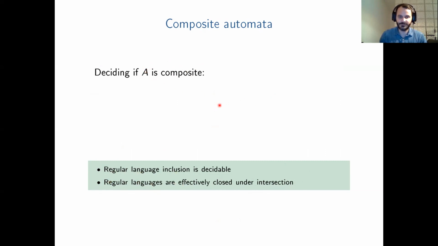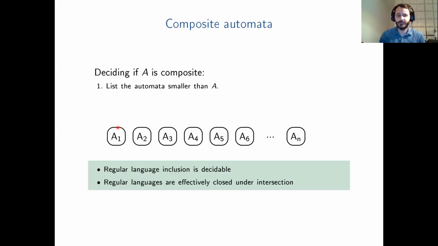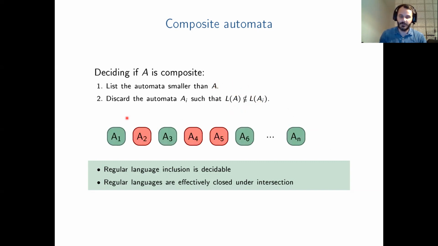We're given an automaton A. We start by listing all the automata smaller than A. There are quite a lot of them. This n here is exponential in the size of A, but there are just finitely many, so we can list them. Then, second step, for every one of these automata, we check whether its language contains the language of A. If it does, that's good. If it does not, well, this automaton cannot be used as a decomposition of the language of A into an intersection of languages. So we just discard it.